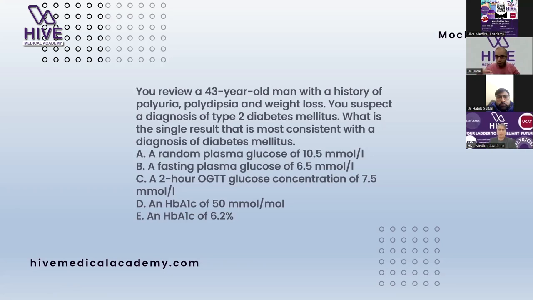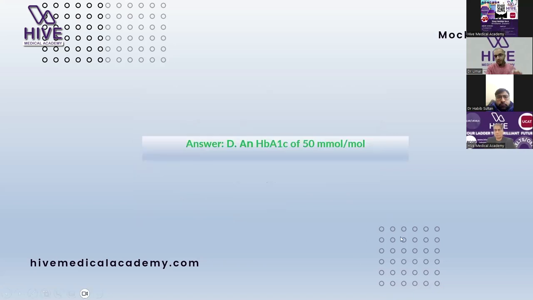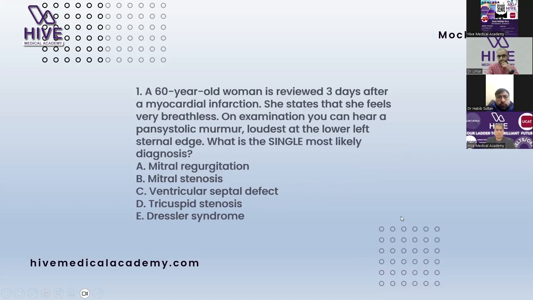But if you knew what the cutoff was, so the requirement for a diagnosis of diabetes for a random plasma glucose is above 11.1. Fasting plasma glucose is above 7. And OGTT, oral glucose tolerance test, which is used usually in pregnancy, has different diagnostic criteria as well than the one that is in front of you. And so HbA1c of 50 millimoles is the only answer that is correct. And that is why that one is the correct answer.